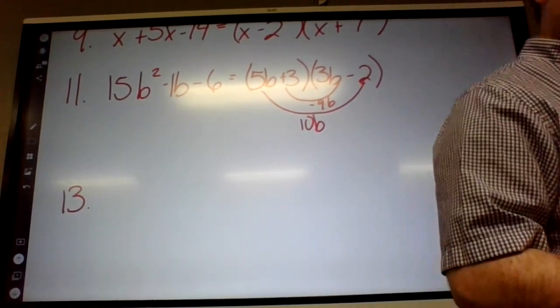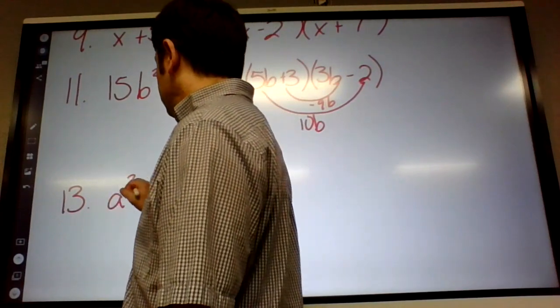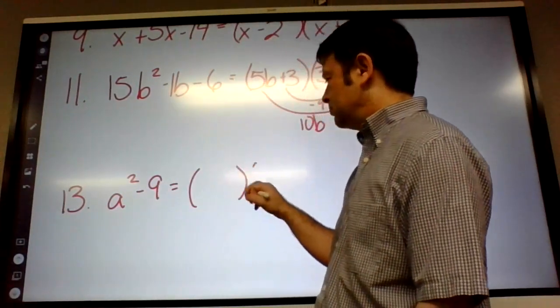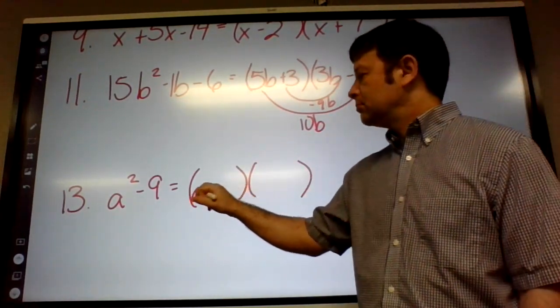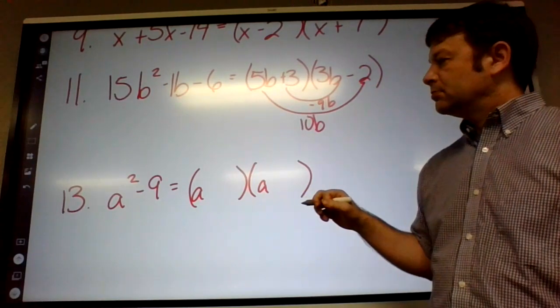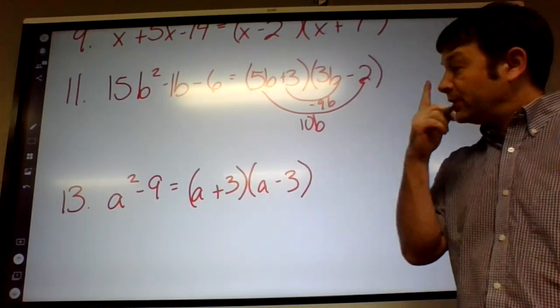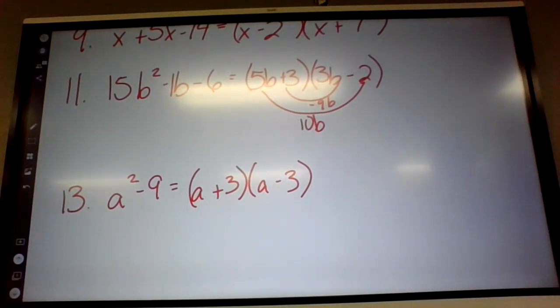Alright. Hank, do you remember how to do that? A squared minus 9? You do a times a. Yep. Okay, so square minus a square. It only works when they both have square roots and there's a minus in between.